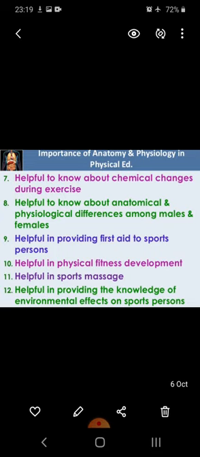Next is helpful in providing first aid to sports persons. It is quite natural to get injured during practice or competition. If first aid is not provided on time to the wounded person, the consequences can be fatal. A first aider should have proper knowledge of all the organs of various systems of the body. Only then can they give first aid to the player. This is possible if the person has knowledge of anatomy and physiology.